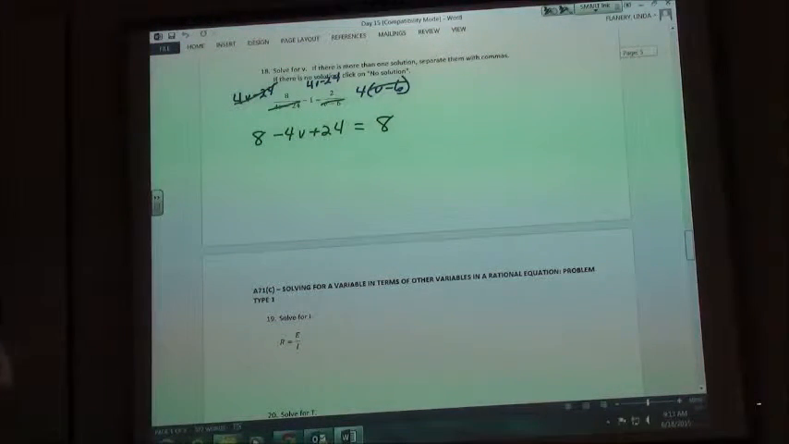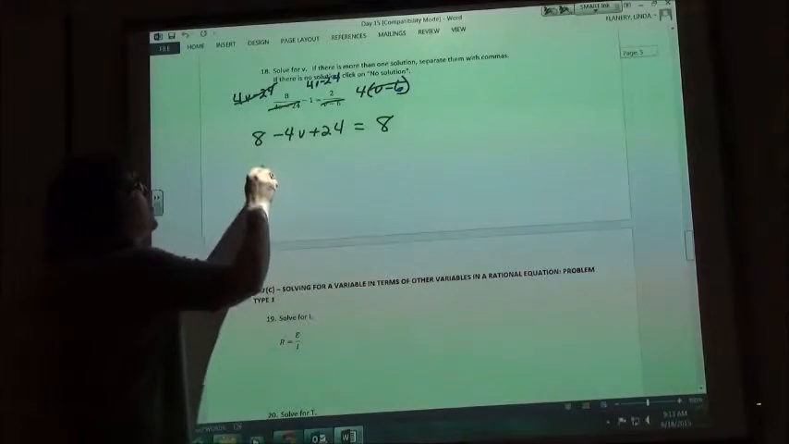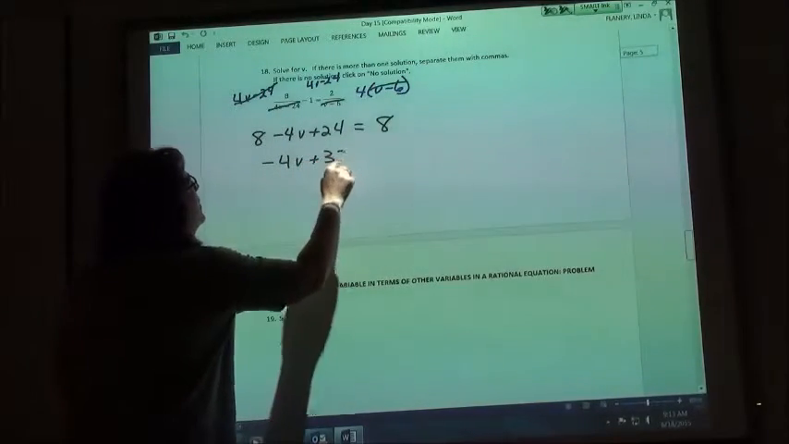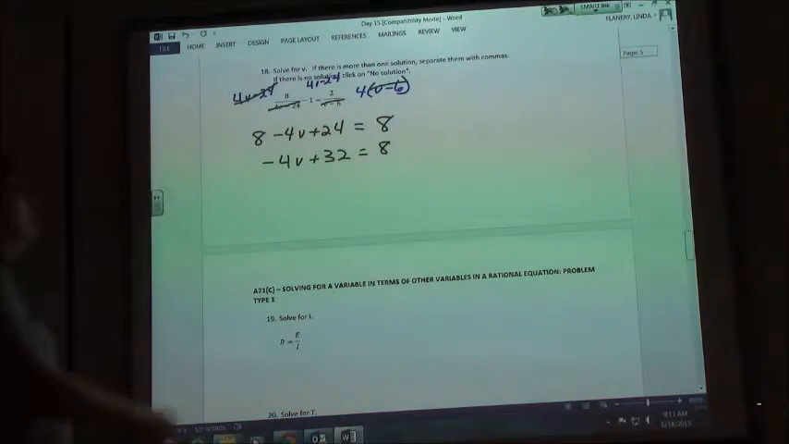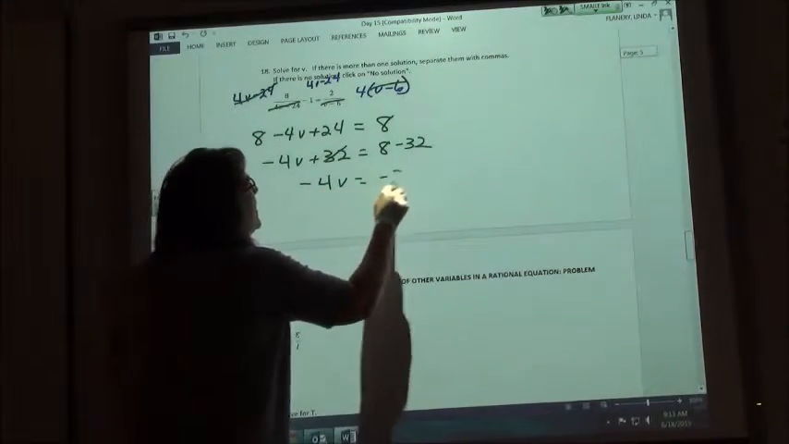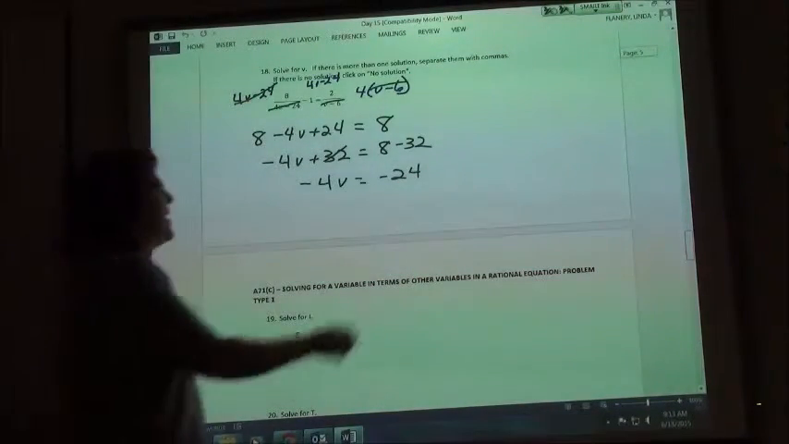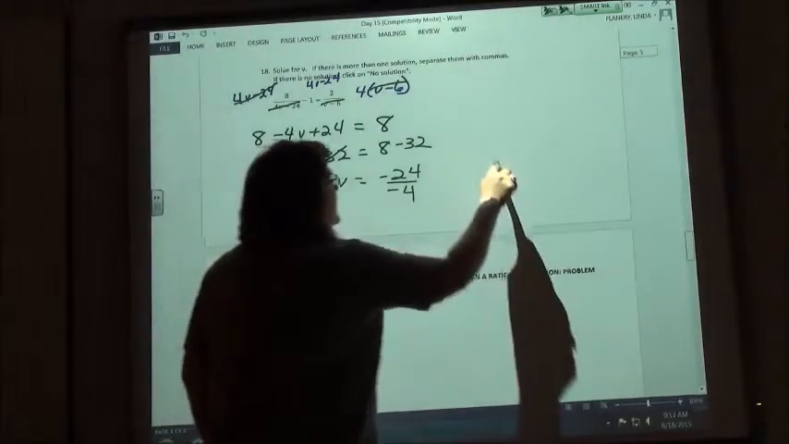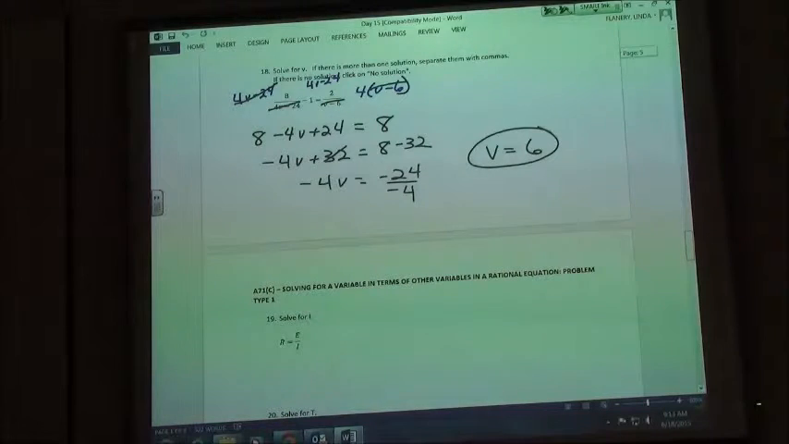So what's the next thing you want to do solving that? Combine like terms. Negative 4v plus 32 equals 8 then. And then I'm going to subtract my 32. Negative 4v equals negative 24. And then I'm going to divide, and my answer is going to be 6, right?